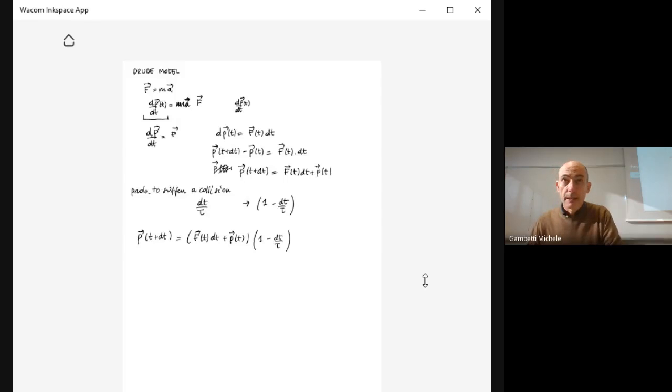At this point, we may expand the two parentheses. So we have p at time t plus dt is equal to F dt minus F dt squared divided by the relaxation time plus p minus momentum times dt divided by the relaxation time.